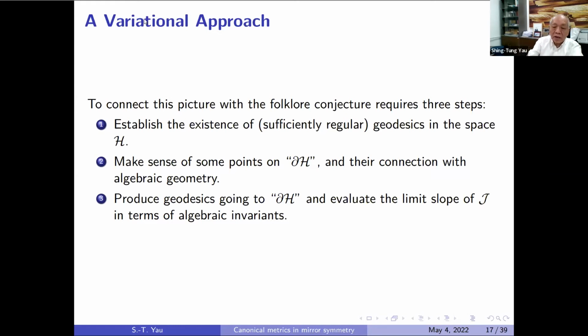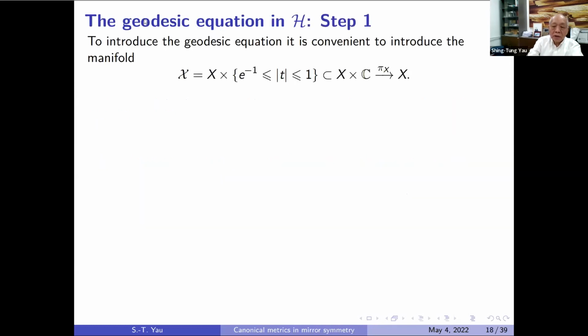So that's the idea of trying to prove existence. Well, the geodesic equation has been important for this, and in the Kähler-Einstein metric before, it was considered by several people in Kähler geometry. So what do we do? We look at the Calabi-Yau manifold crossed with the annulus, with |t| between 1 and e minus 1. And you get this picture.